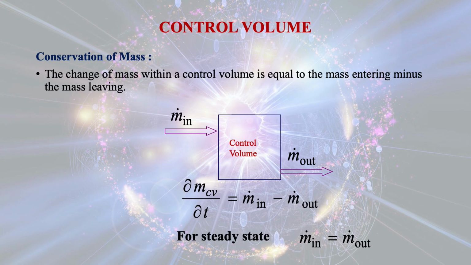But when you think of a steady state, we know that in a steady state the properties will not change with time. So in a steady state, ∂m_CV/∂t is equal to 0. So finally we get the expression for the steady state: m dot in is equal to m dot out. That means the rate of mass entering the control volume is equal to the rate of mass going out from the control volume.